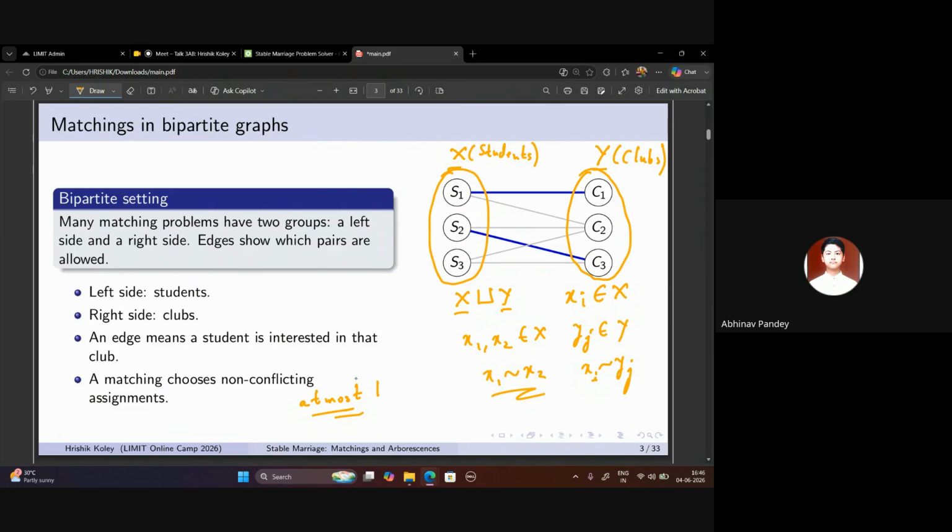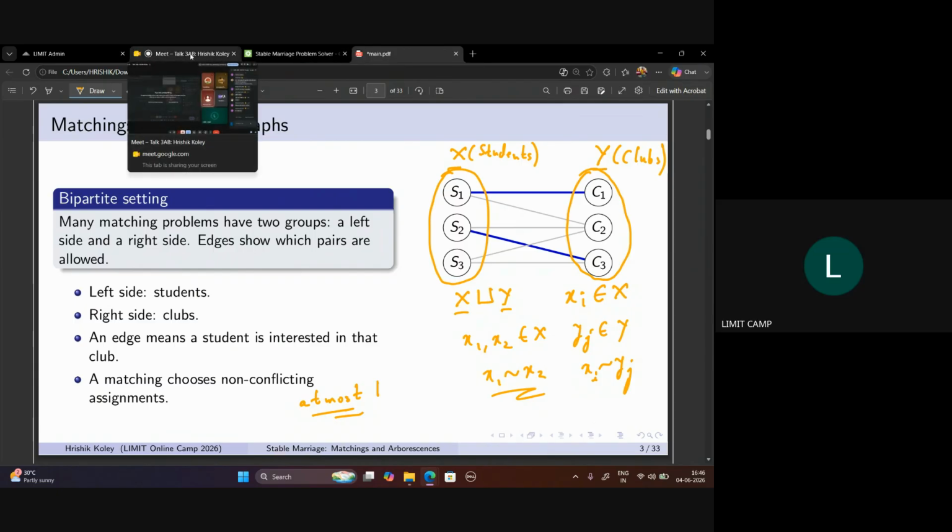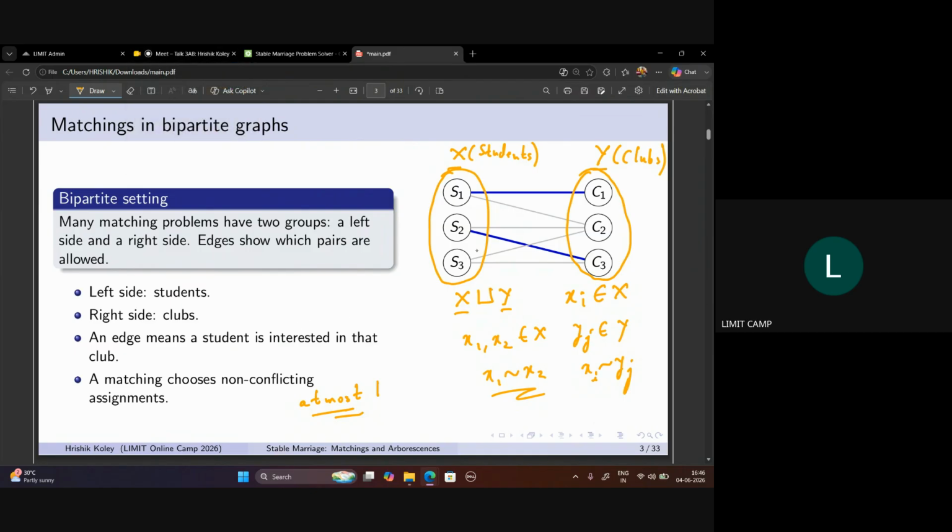So being in between two sets is the bipartite setting. There are no intra-set edges. There is no edge from S1 to S2, S1 to S3, or any such combination. Got it.